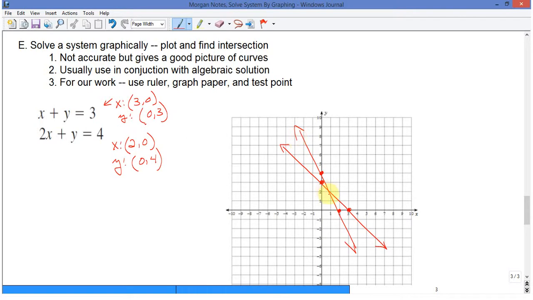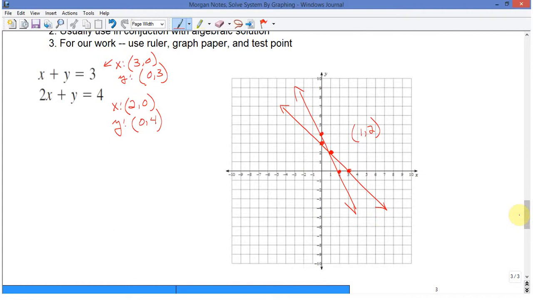And you can see that it's not real accurate where it crosses. I suspect that if I had a ruler, I could have gotten these lines to cross at this point right here. So it looks to me like maybe the point where they cross is 1, 2. And what we would want to do is substitute that back into these equations and see if it's true. In the first equation, x plus y equals 3, 1 plus 2 equals 3. Yep, works in that one.